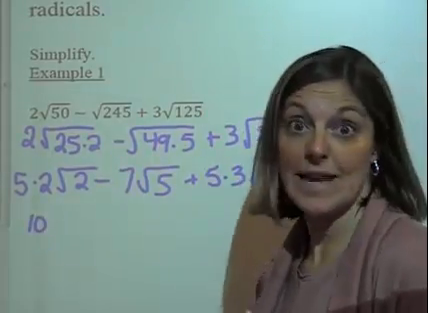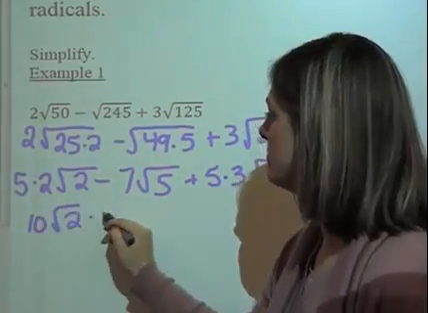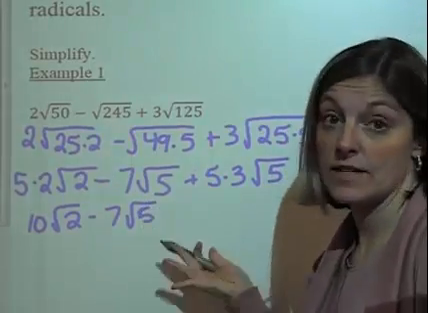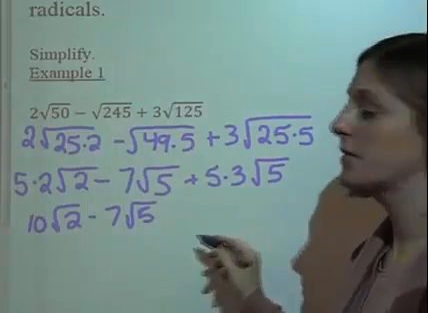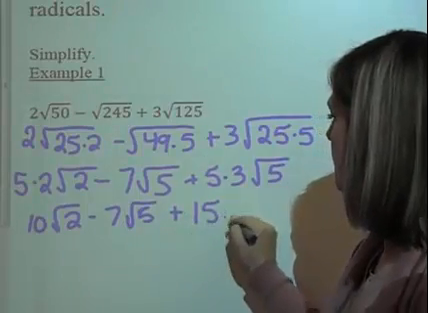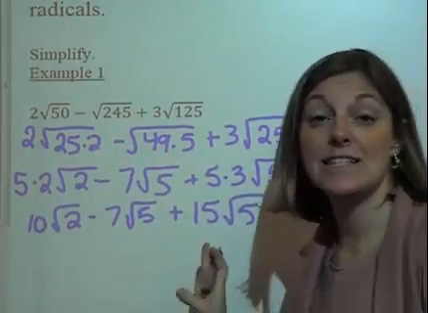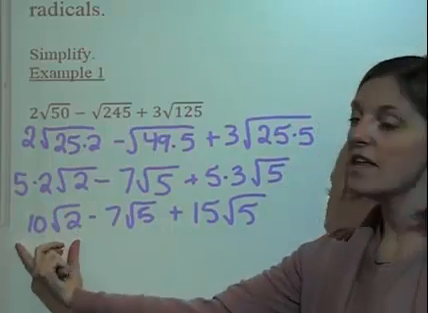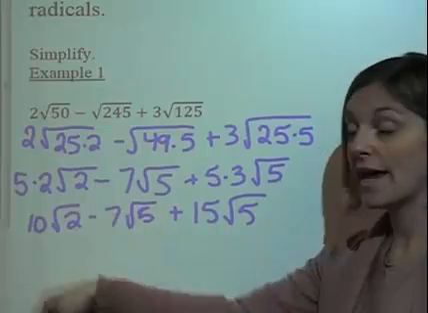So 5 times 2 is 10. The 7 square root of 5 stays the same, and then 5 times 3 is 15. Now we can look and see if we have any like terms. How many square roots of 2 do we have? Well, we only have this 10 times square root of 2, so we can't simplify that.